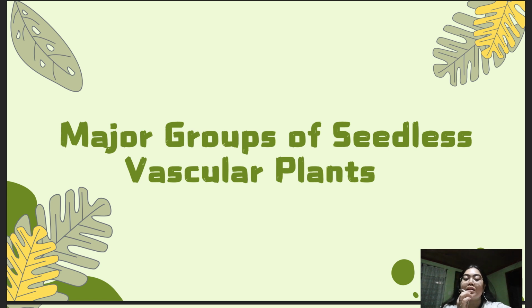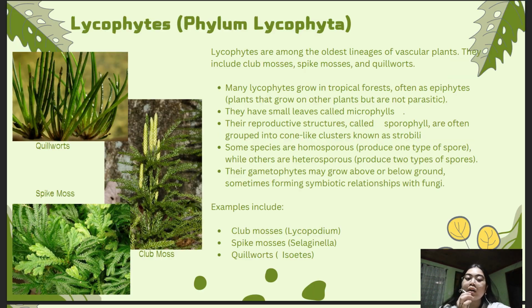Major groups of seedless vascular plants. As discussed earlier, lycophytes are among the oldest lineages of vascular plants, and they include club mosses, spike mosses, and quillworts. Examples of these are shown in the images, and lycophytes grow in tropical forests, often as epiphytes, which are plants that grow on other plants but are not parasitic. They have small leaves, and their reproductive structures are called sporophylls, which are often grouped into cone-like clusters known as strobili.